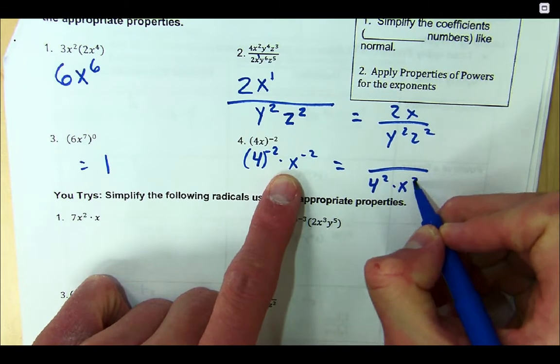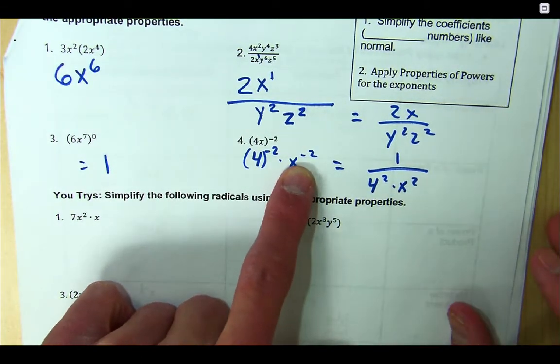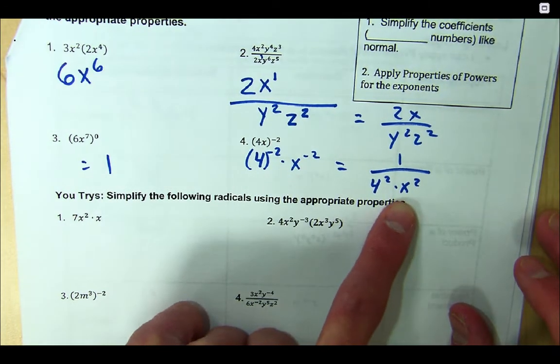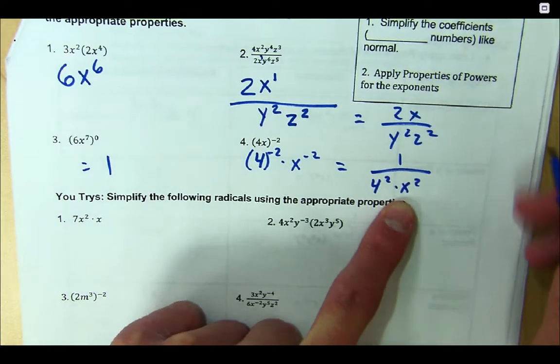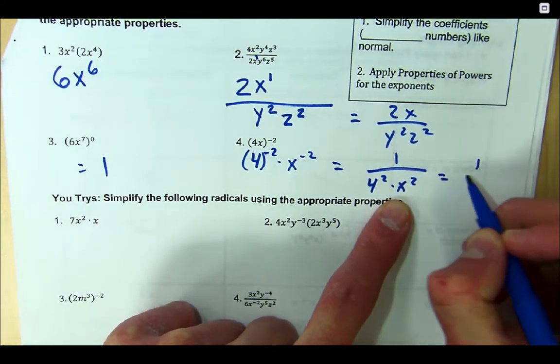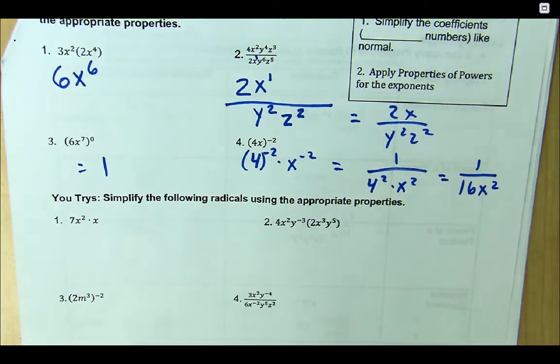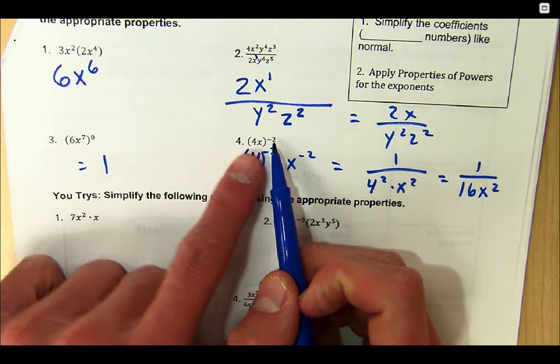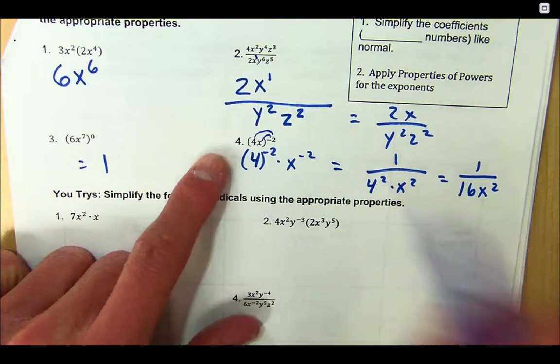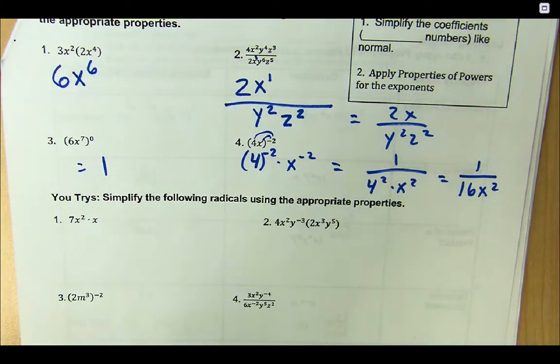It was an x to the negative 2. I'm going to make that positive and bring it to the denominator. And I'll simplify this slightly because I know that 4 squared is 16. So then this becomes 1 over 16x squared. But just be very careful that when this negative 2 is out here, that it applies to both of the terms on the inside.